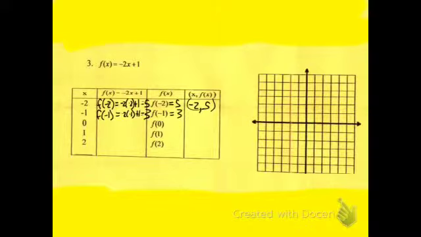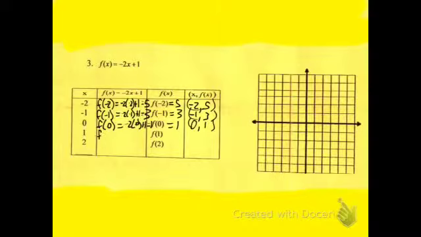You get the point -1, 3. And then you plug in 0. It's a lot of plugging in numbers here. -2 times 0 plus 1. That's going to be 1, because 0 times anything is 0. When you add 1 to 0, you just get 1. And so you got the point 0, 1.